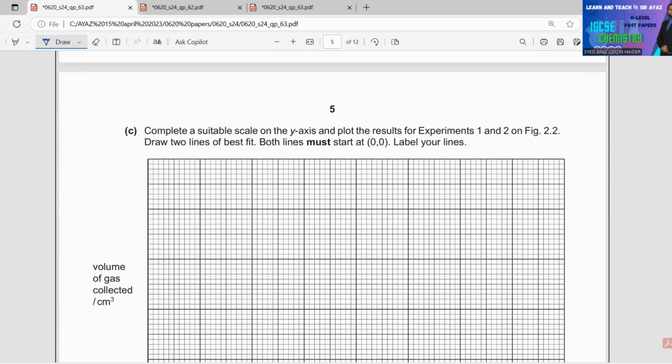Part 3. Complete the suitable scale on the y-axis and plot the results for experiment 1 and 2. On figure 2.2, draw two lines of best fit. Both lines must start at 0. Label your lines. You have to label your lines.